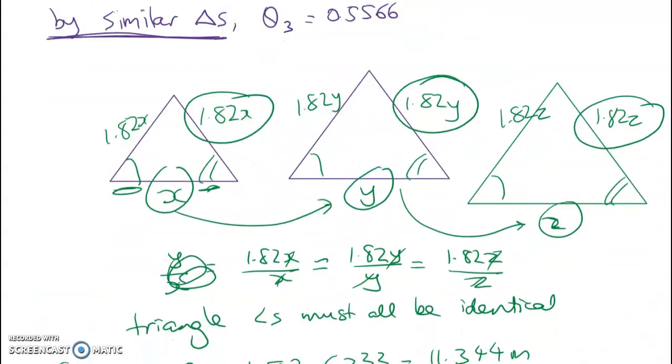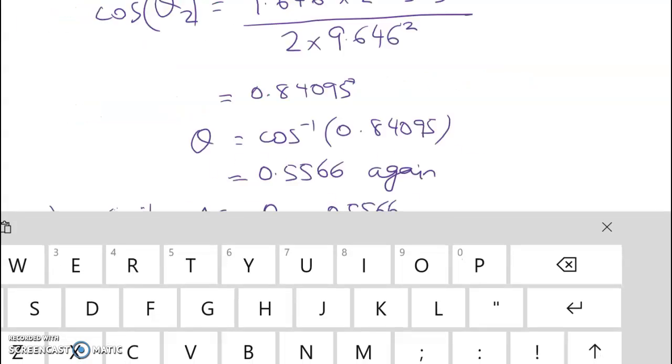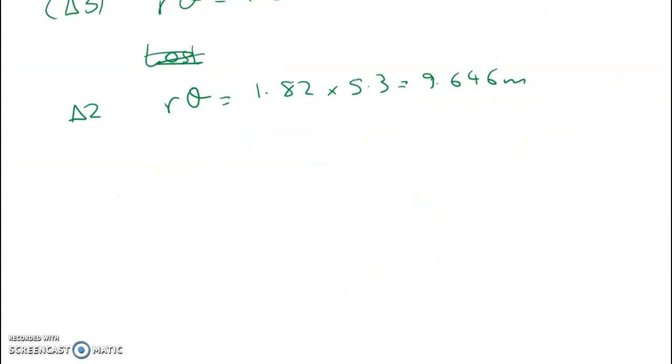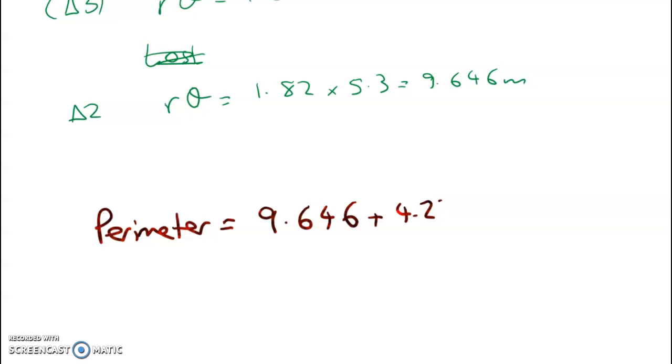So now we're in a position where we can get the perimeter. The perimeter of those three will just be what those numbers were added up. So 9.646 plus 4.25 plus 11.344, giving us, I think I got 15.94 meters for that one.